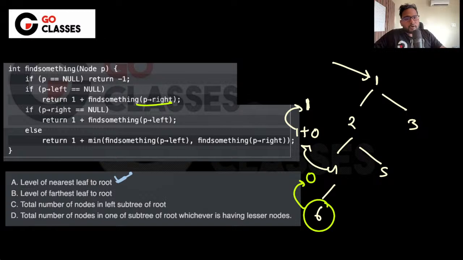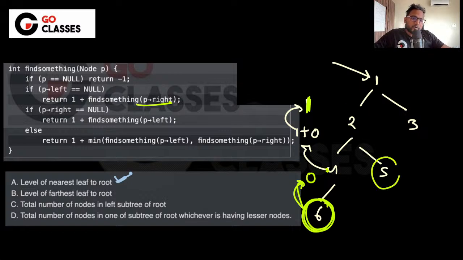Why? Because this is basically 0. It will be returning 0, and since the right is null, that is why it will be calling this. It will say, okay, 1 plus whatever this left is returning. If right is null, then I will be depending on the left. If left is null, then I am depending on whatever right is returning, right? So since right is null, I am saying whatever left is returning plus 1. So it will be returning 1. It has returned 0. Now what about 2?